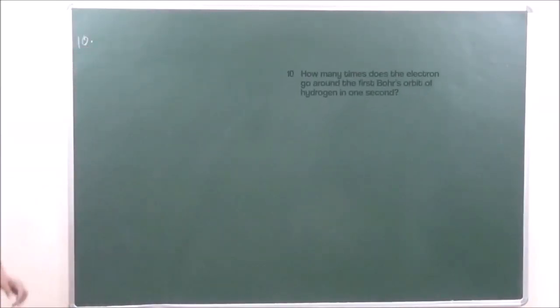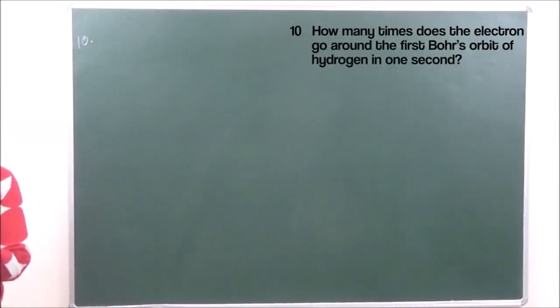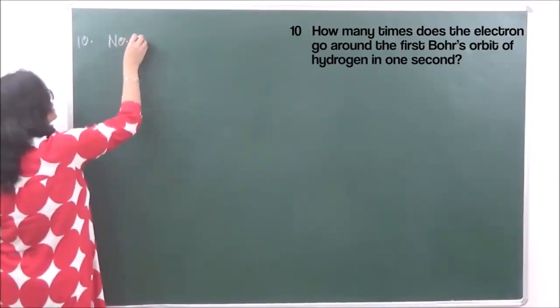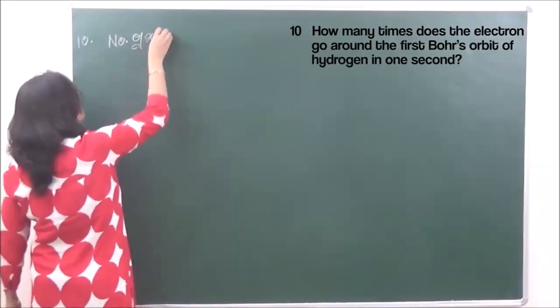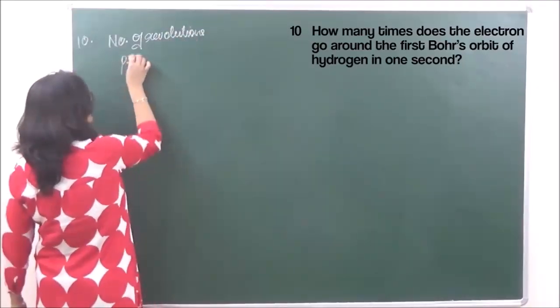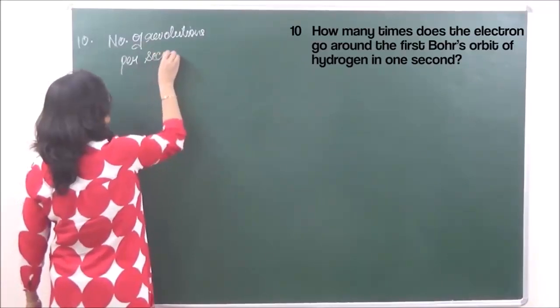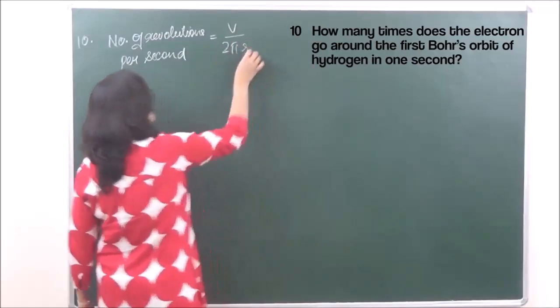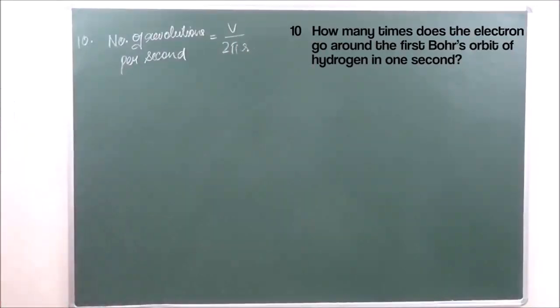Question number 10. How many times does the electron go around the first Bohr's orbit of hydrogen in 1 second? This is your question. So the number of revolutions per second is given by the formula v upon 2 pi r, this we just did, v upon 2 pi r.